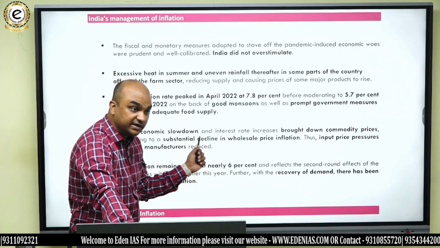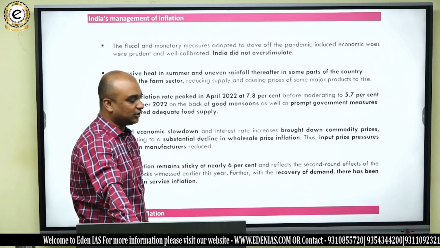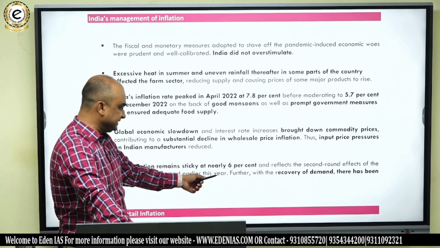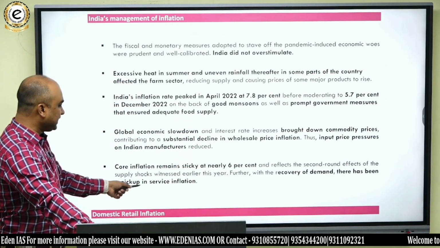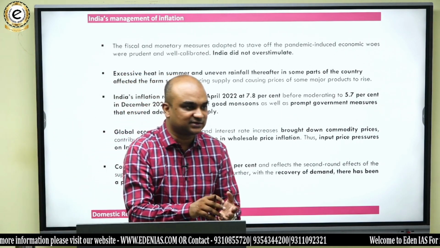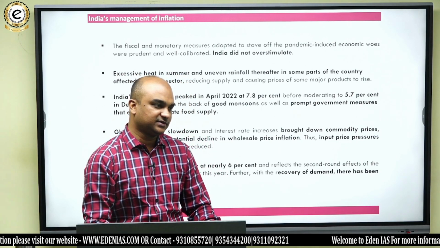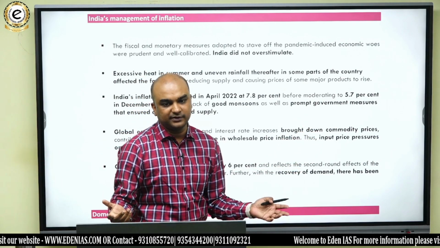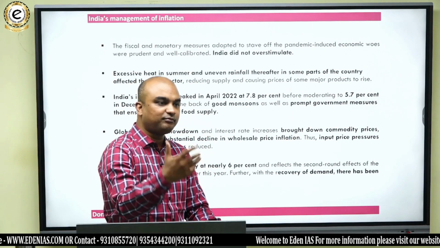Core inflation is a good indicator for policymakers, because if you consider overall inflation, you do not get a good picture of the economy and reflects the second round effects of supply chain shocks witnessed earlier this year. Second round means the Russia-Ukraine. Further, with the recovery of demand, there has been a pickup in the service inflation. और आपको ये भी समझ में आएगा कि हमारे यहाँ contact services वो ऊपर गए हैं because of vaccine powered living. Do you understand that? And that's why the markets, the bazaars started opening up.